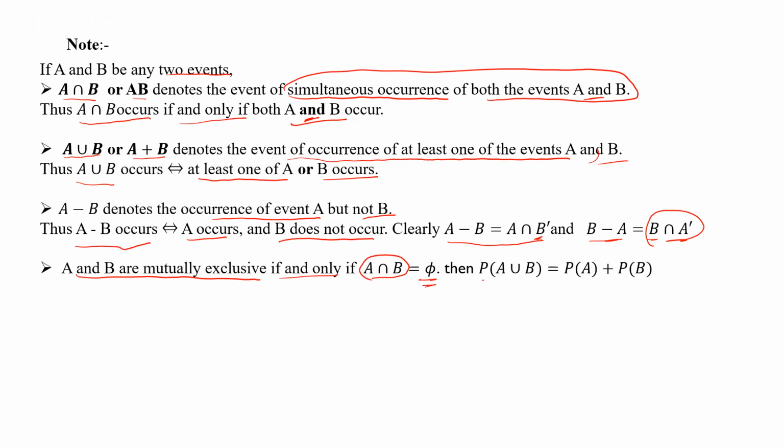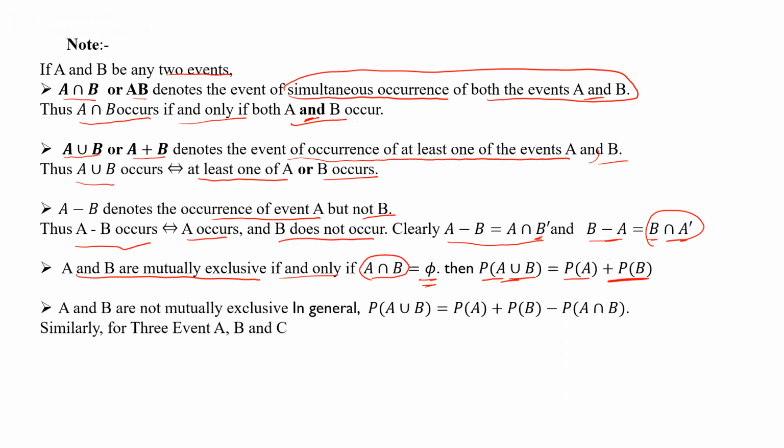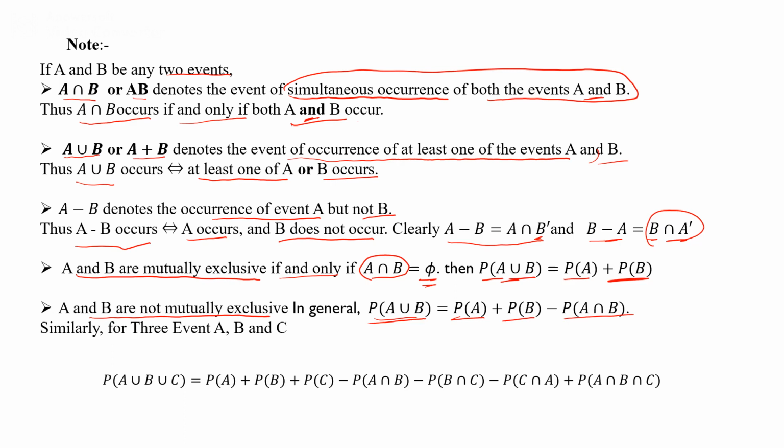So in that case, the probability of A union B is the probability of A plus the probability of B. But if A and B are not mutually exclusive, in general the probability of A union B is the probability of A plus the probability of B minus the probability of A intersection B. And similarly, if we have three events that are not mutually exclusive, the probability of A union B union C is the probability of A plus the probability of B plus the probability of C minus the probability of A intersection B minus the probability of B intersection C minus the probability of C intersection A plus the probability of A intersection B intersection C. So these are some points you have to remember.